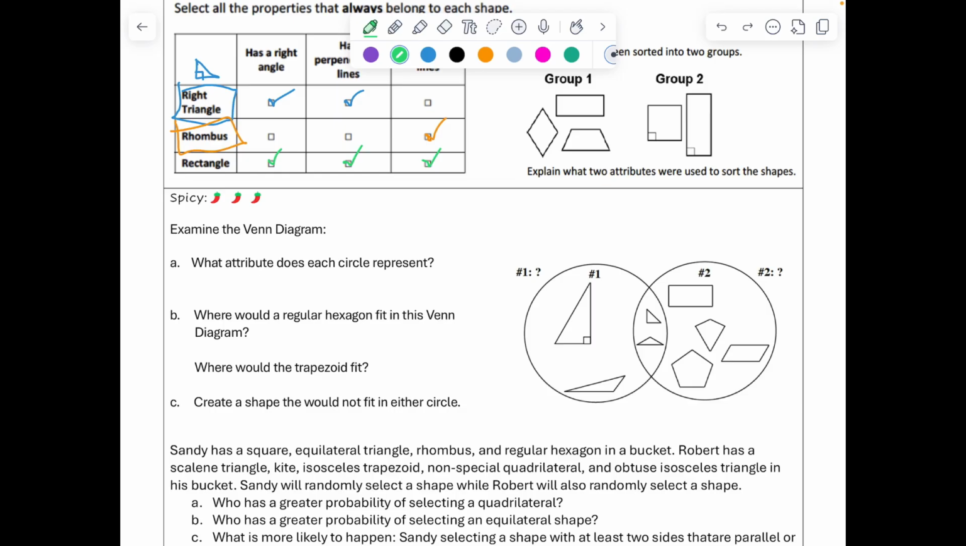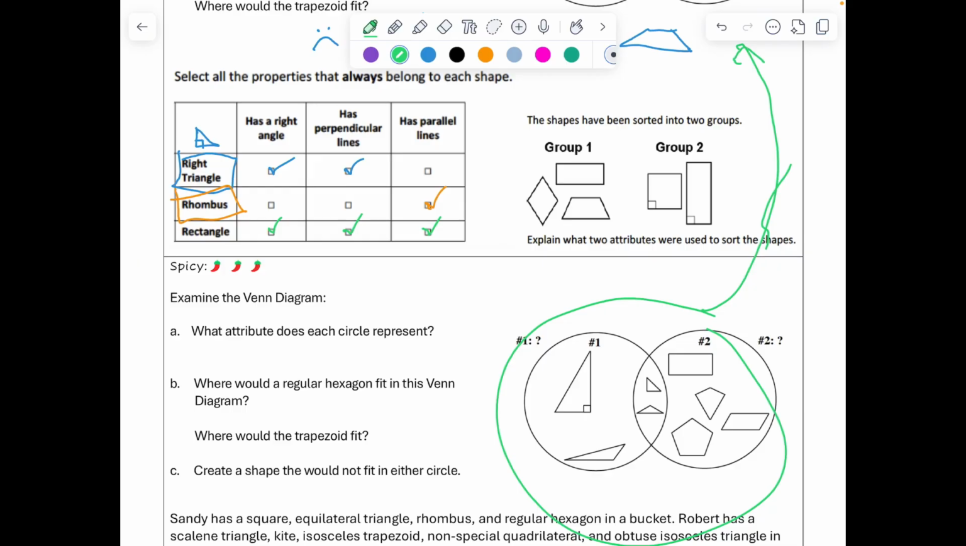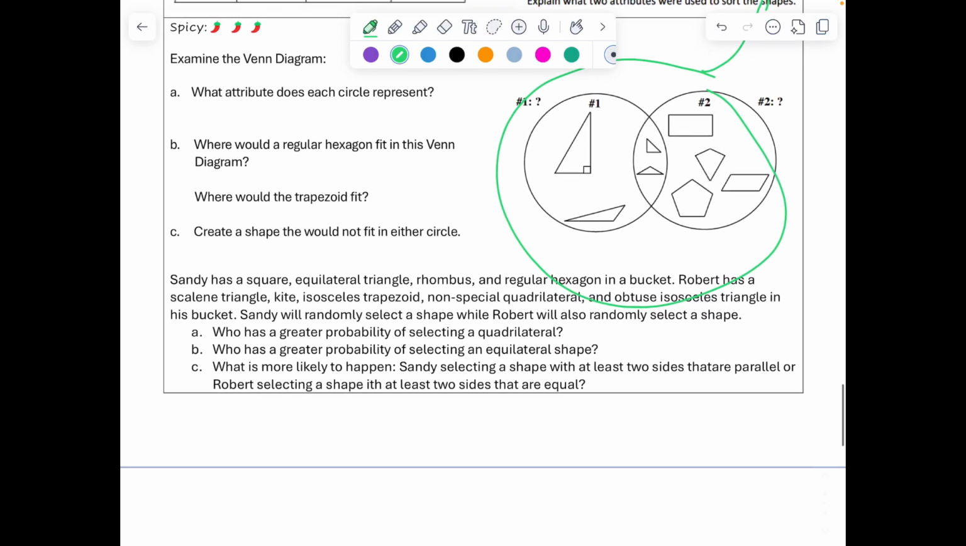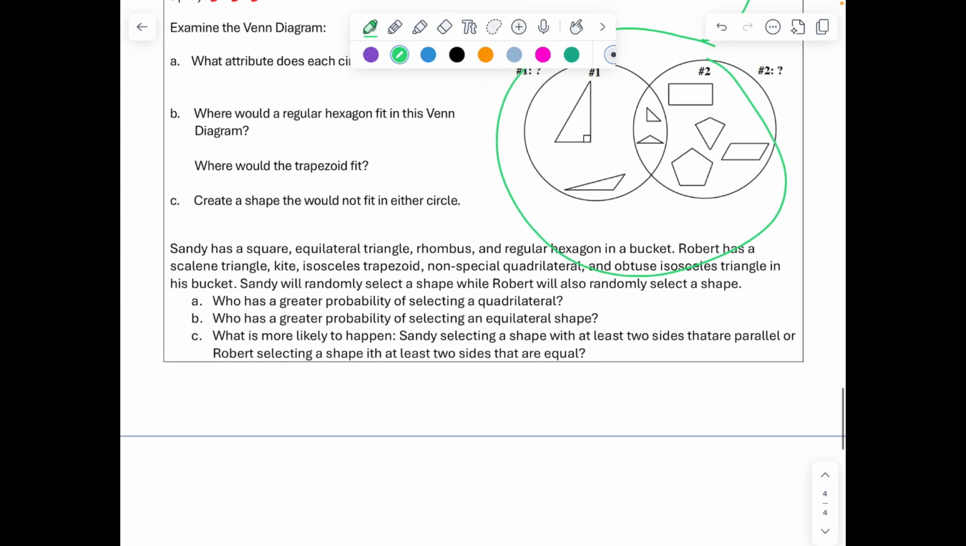We're going to move on to spicy. This is actually the same Venn diagram that we did up here, so I'm going to ignore that one. And then Sandy has a square, equilateral triangle, rhombus, and regular hexagon in a bucket. Robert has a scalene triangle, kite, isosceles trapezoid, non-special quadrilateral, and obtuse isosceles triangle in his bucket. So Sandy will randomly select a shape, and Robert will randomly select a shape. Who has the greater probability of selecting a quadrilateral?